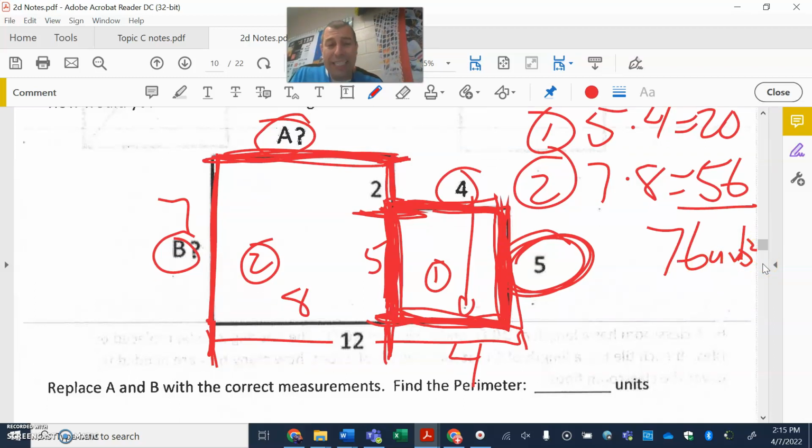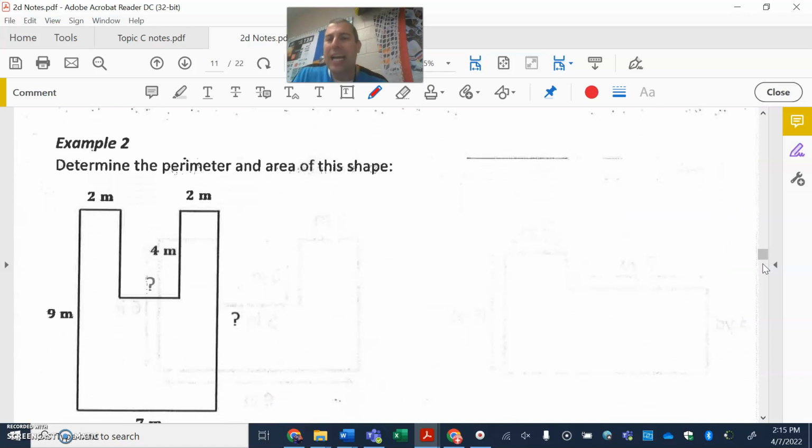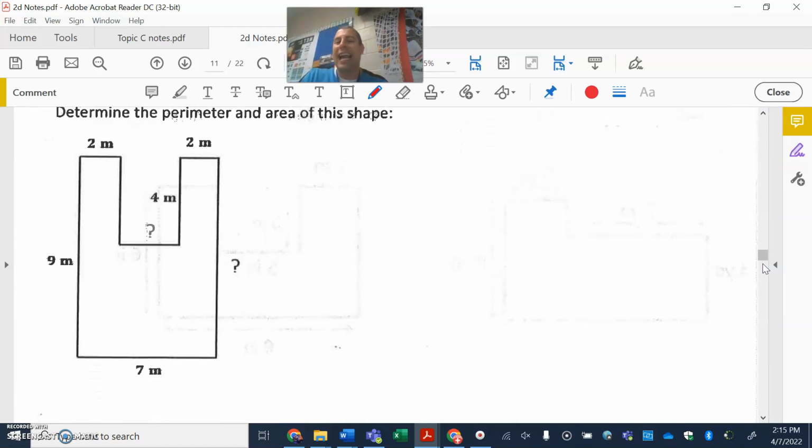That's the general idea we're going to be after here. We're going to chop it up, and then find the area of those individual rectangles. Watch what's going to happen here. Again, break it up, and in this case, I can do this and this.